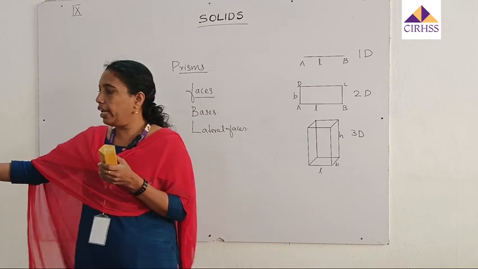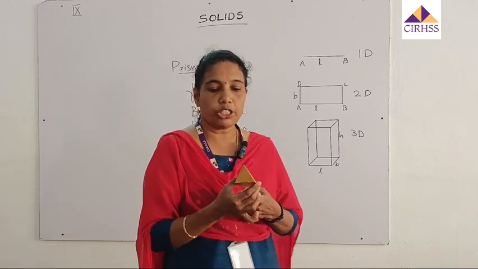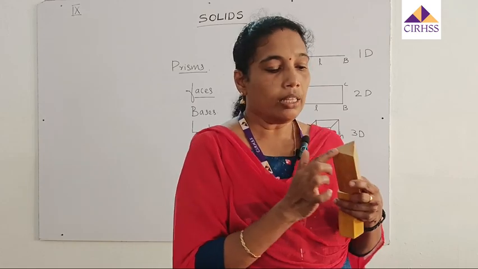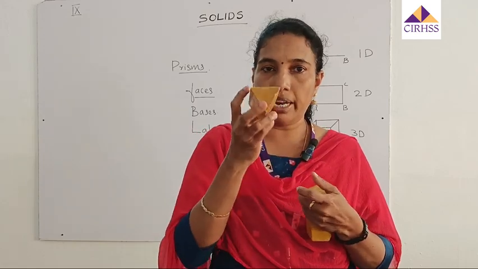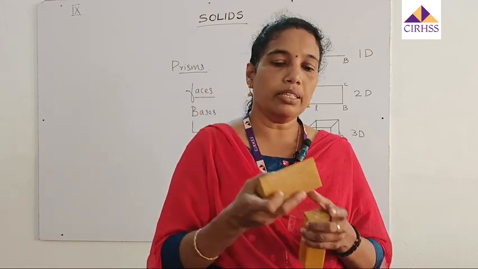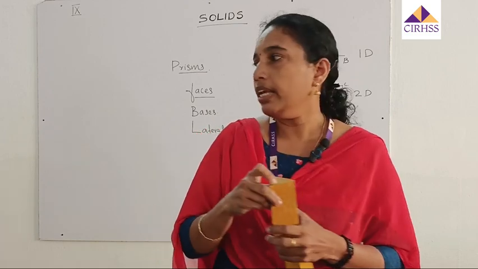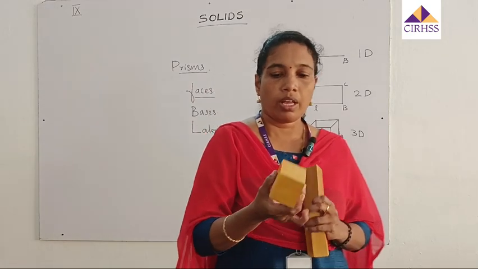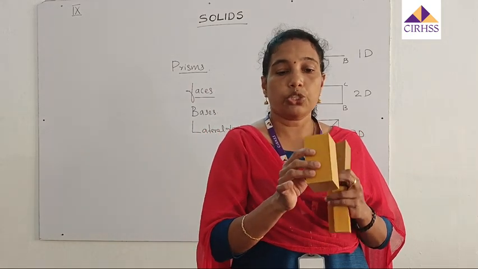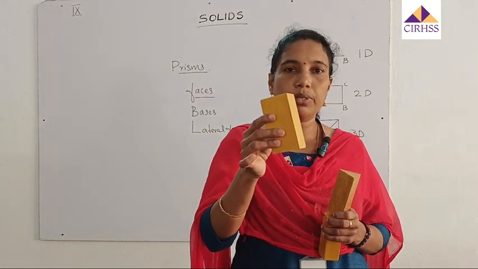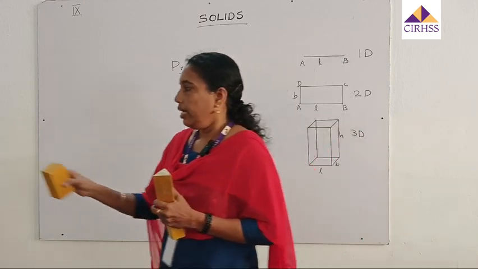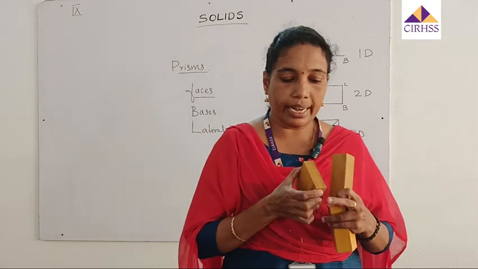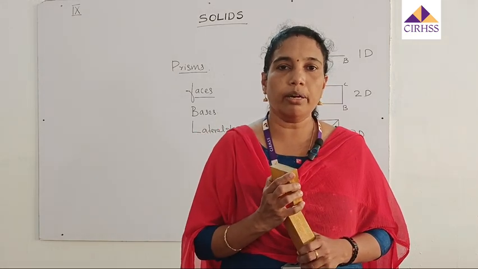Then, can you say what is the name of this prism? What is the shape of the base? Yes, that is a triangle, a three-sided closed figure. So this prism is a triangular prism. Then what is the name of this prism? Yes, square. So this is a square prism. And this one's base is a rectangle. So this is a rectangular prism.